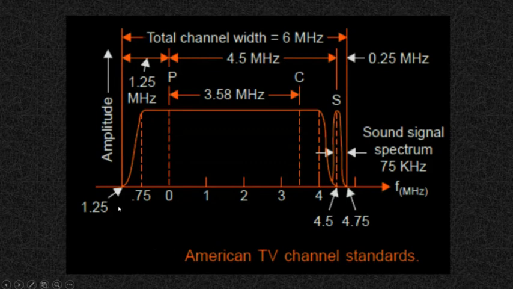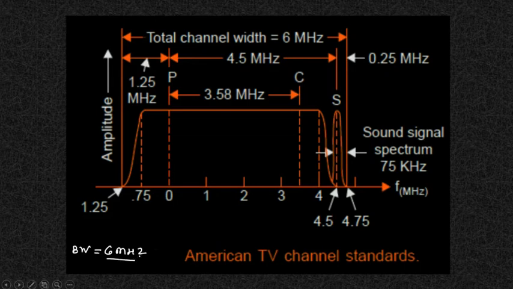So your lower one is 1.25 only, okay. The upper one, your video, is up to 4 megahertz. Your sound carrier is at 4.5 megahertz. So with guard band and attenuation band, 4.75 plus 1.25. So in the American system your bandwidth is 6 megahertz, okay.